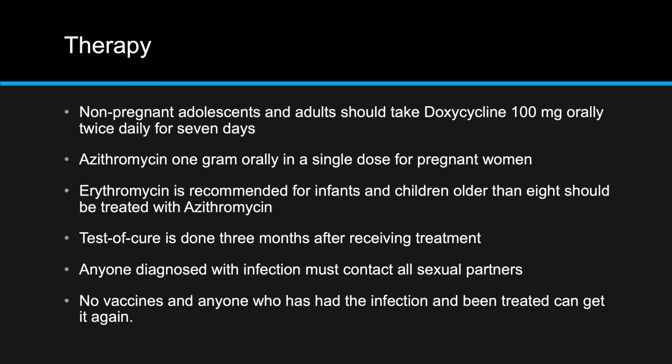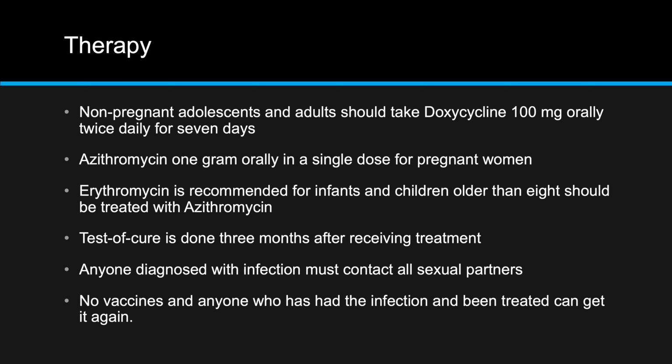The recommended treatment for non-pregnant adolescents and adults is doxycycline 100 mg orally twice daily for 7 days. The recommended treatment for pregnant women is azithromycin 1 gram orally in a single dose. After completing therapy, a routine test of cure is done approximately 3 months after receiving treatment due to a substantial risk of reinfection during those 3 months and the chances of receiving false positive test results.